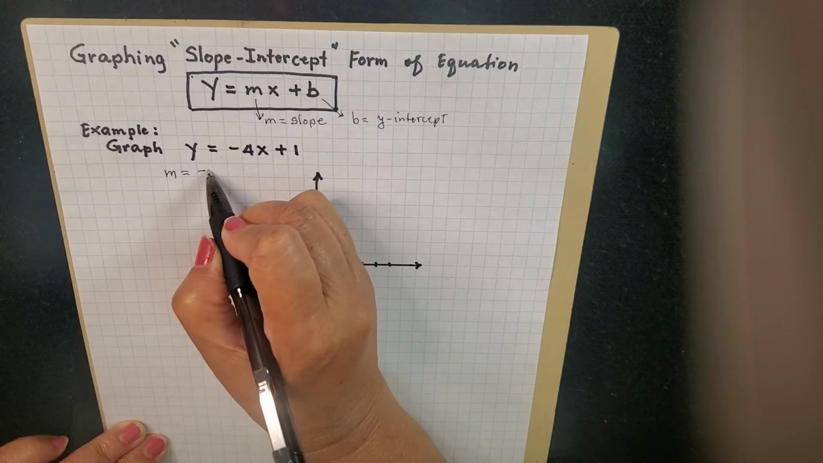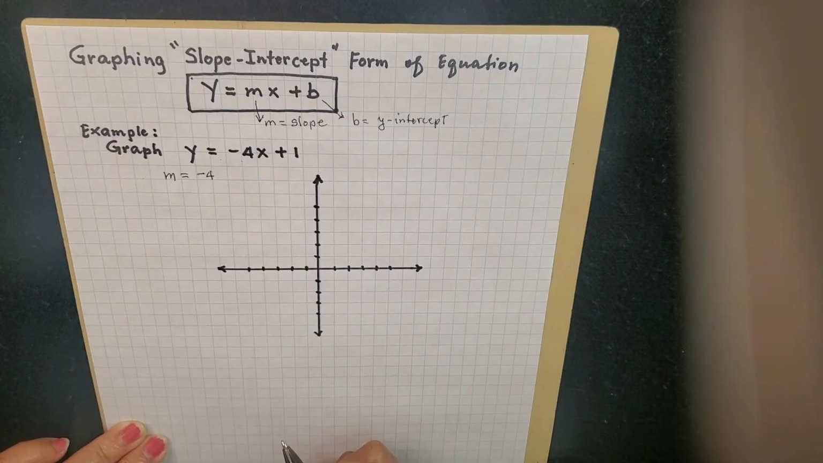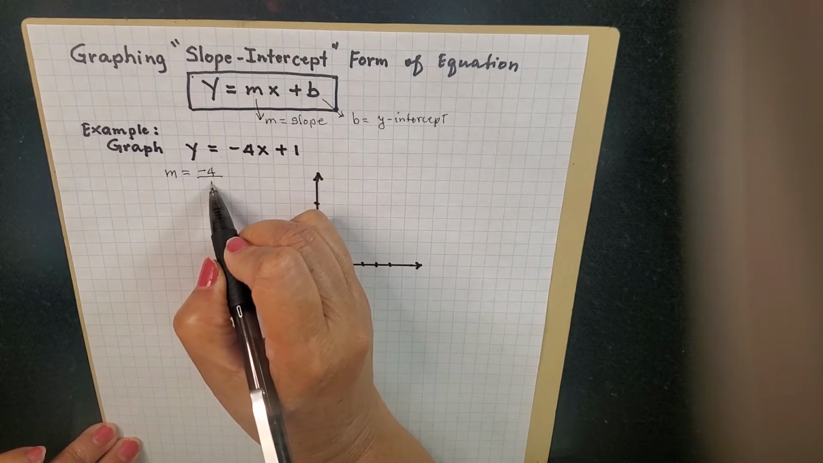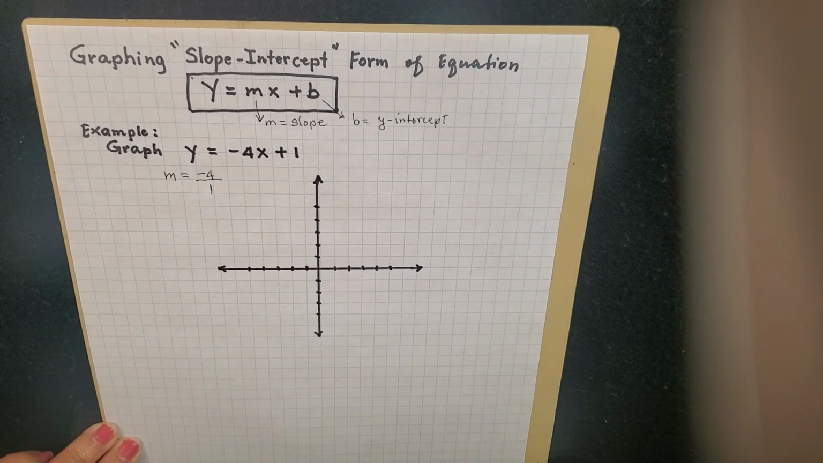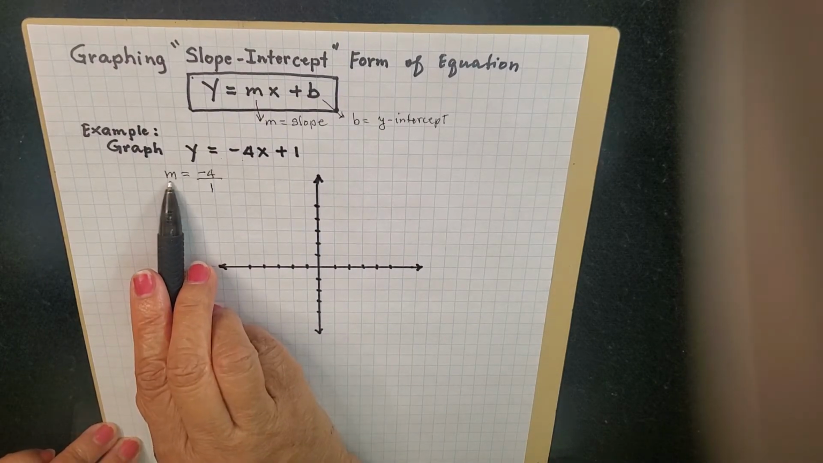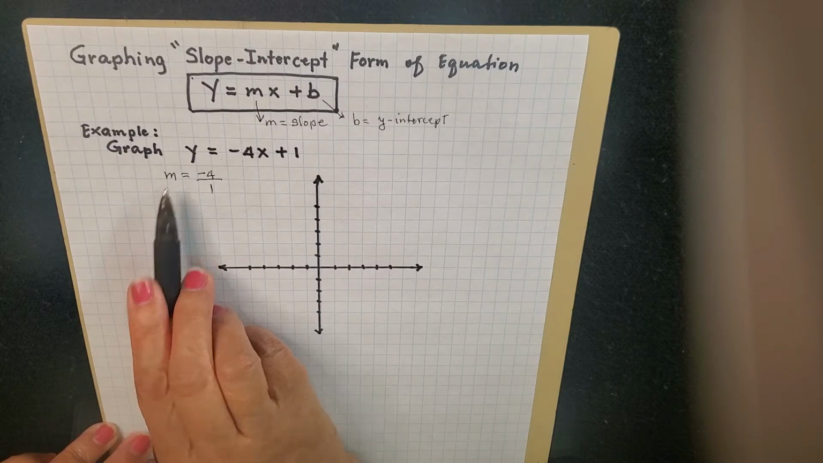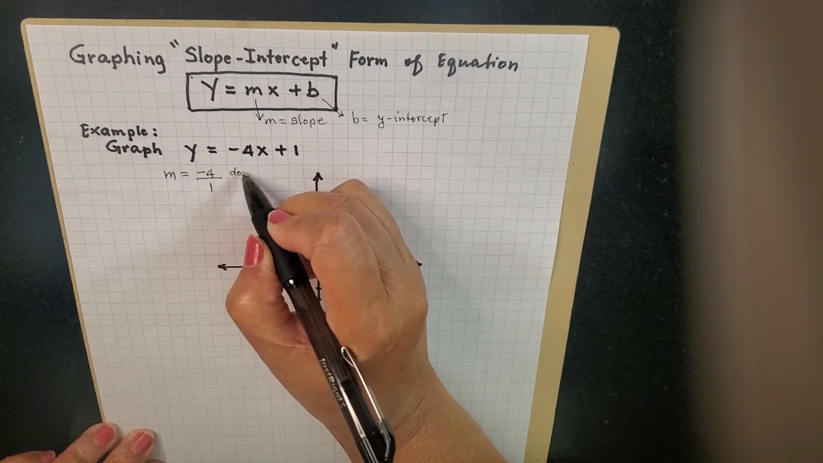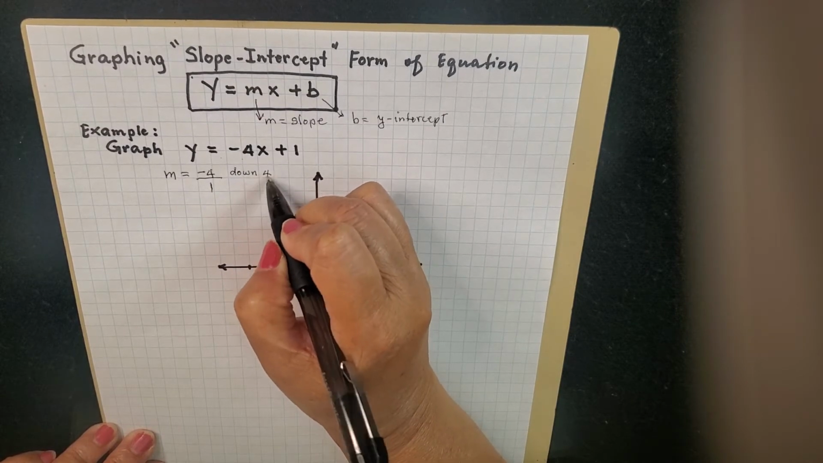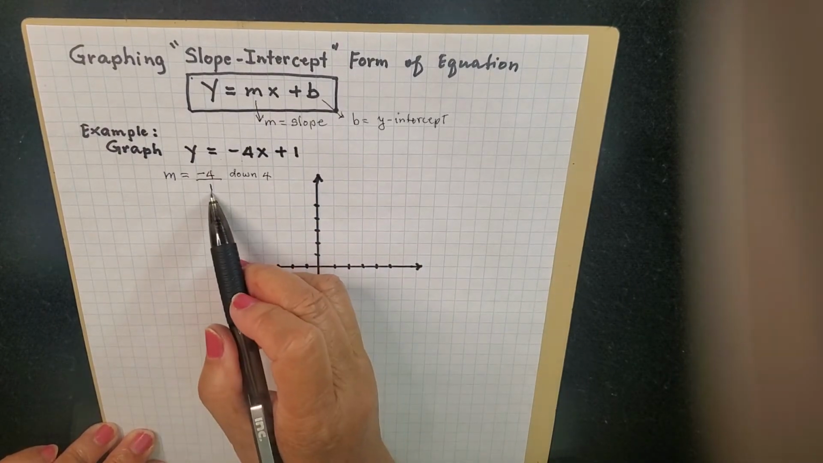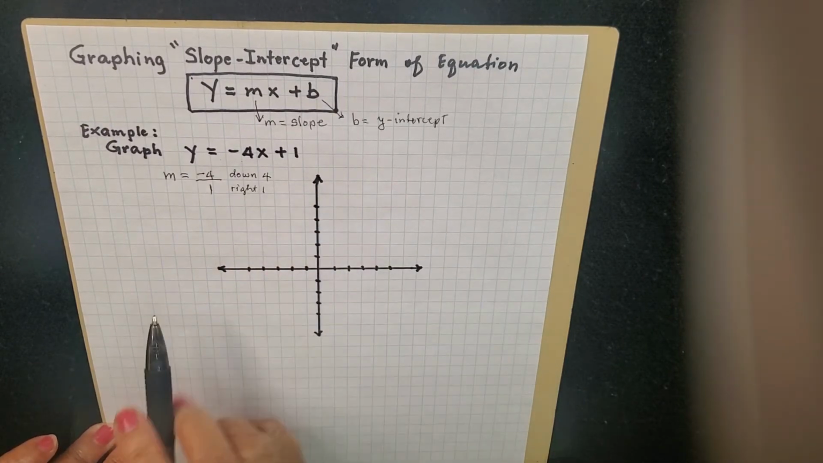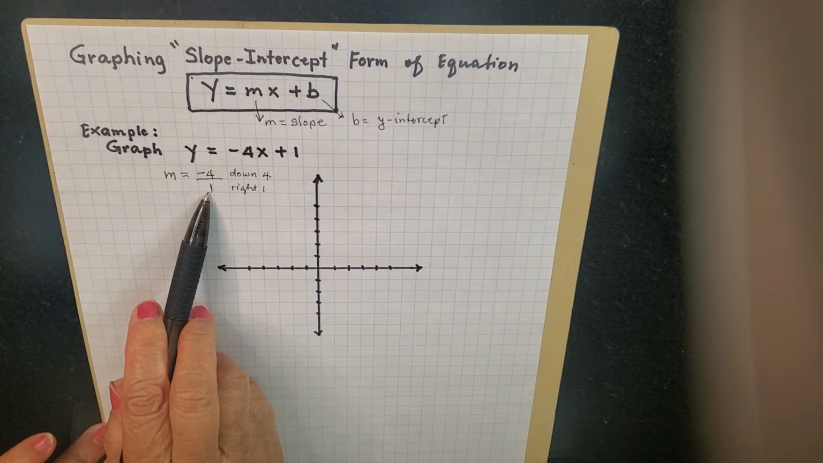We said m is negative 4. And then when we graph, we need to make the slope a fraction. So since this is an integer, the denominator will be 1. Now we said that the slope m is also the movement. So we will write the movement or the direction. This will be go down 4 because that is negative. And the denominator is to the right 1 because this is rise over run.